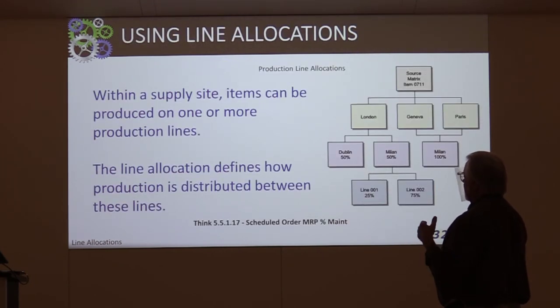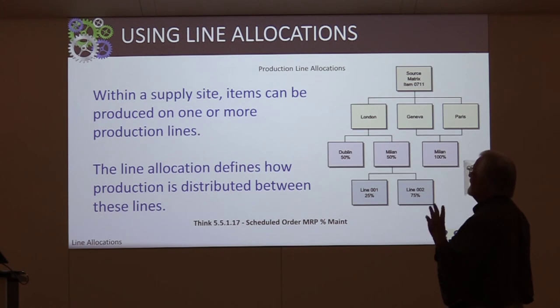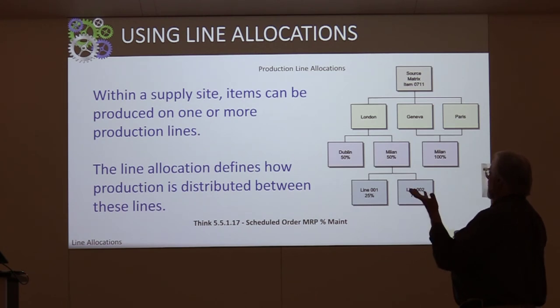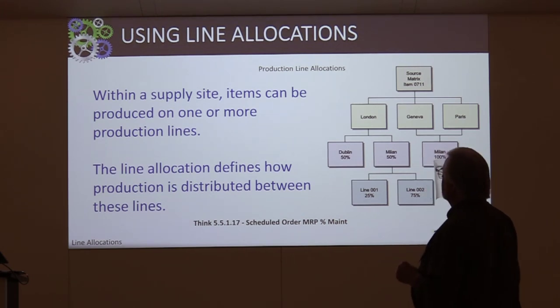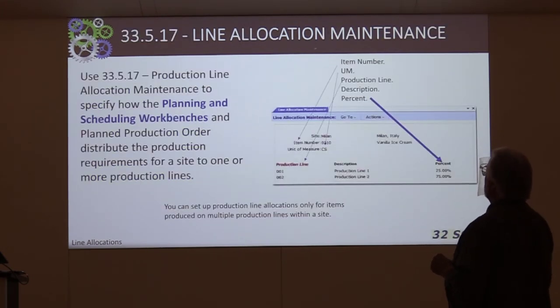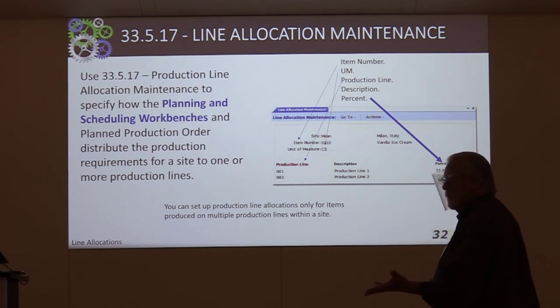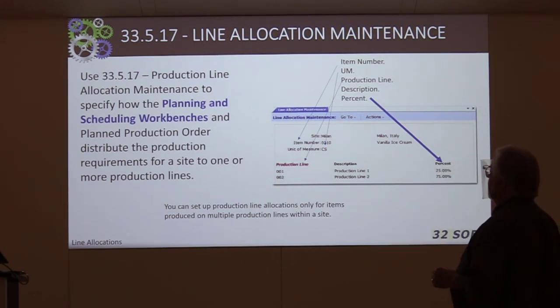13.21. Line allocations, if you are familiar with repetitive, in repetitive 5.5.1.17, schedule order percentage maintenance in MRP, same kind of a concept. This allows you to define where that production line allocation is going to come from as a percentage of the total. In 33.5.17, line allocation maintenance is the actual screen that you use to do that. And you can see you can set it up so that a particular site item may have multiple sources of production lines for that item.